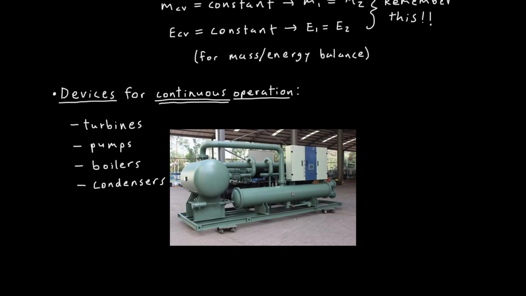Moving on, we have condensers, which are another type of heat exchanger, but in reverse of boilers. So instead of heating up the water, the goal is to cool down the water. And this is also achieved through heat transfer, this time transferring heat from the hot water to a cool medium such as a refrigerant or the surroundings.